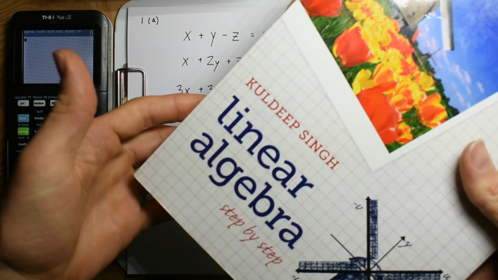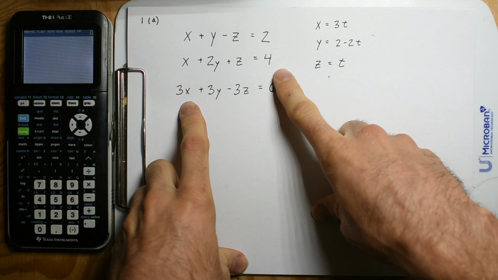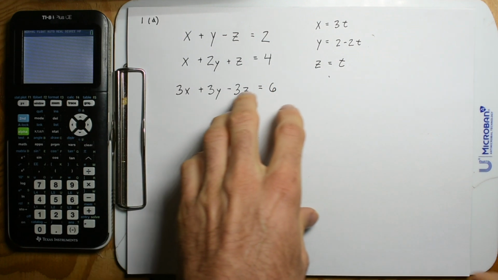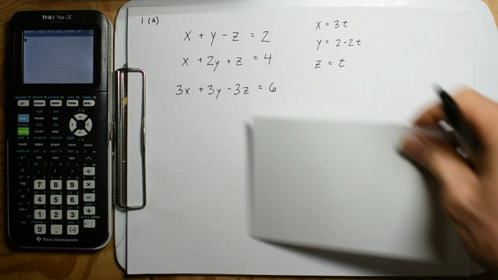Alright, so we have linear algebra, and what we're going to go over is a system of three equations that has a lot of solutions. It has an infinite amount of solutions. And what does that mean?